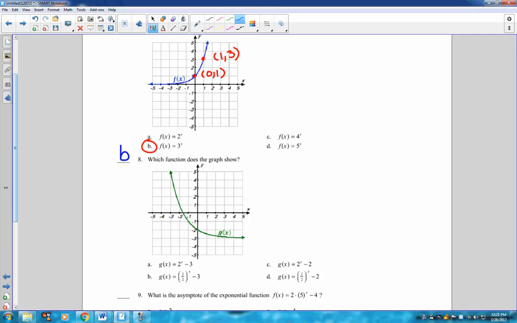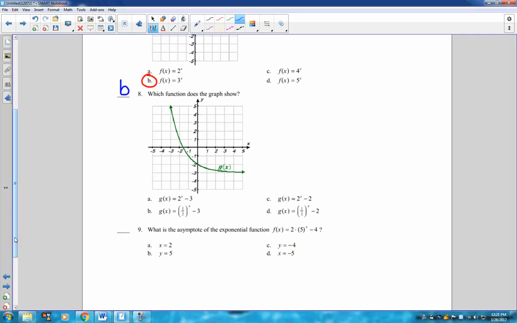Number 8, the answer is B. Which function shows this graph? Well, this graph has an asymptote right there at -3. So if you remember, y equals k is your asymptote, so it has to be -3. So that eliminates C and D. So now we need to know if it's A or B. So I'm going to pick a point. That's the point (0, -2). So which one of those can I put in a 0 and get out a -2? For A, if I put in a 0, I have 2 to the 0 minus 3, which is 1 minus 3, which is -2.